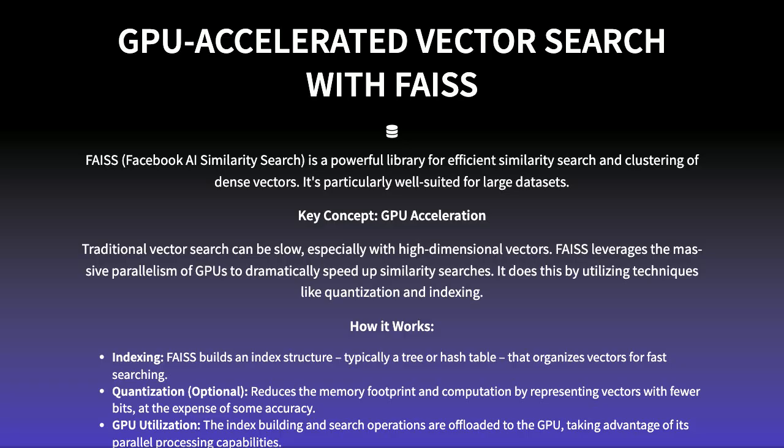Faiss is designed to speed this up massively by utilizing GPUs, those graphics cards that are great at doing lots of calculations at once. It builds an index to quickly locate which vectors are closest together and uses quantization techniques to make it even faster and more memory efficient, especially when dealing with huge amounts of data.